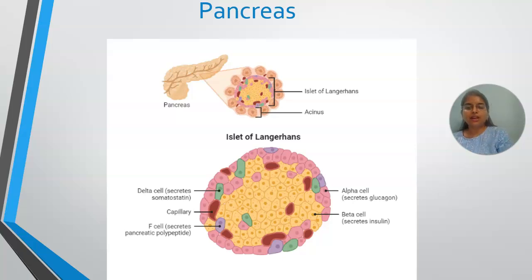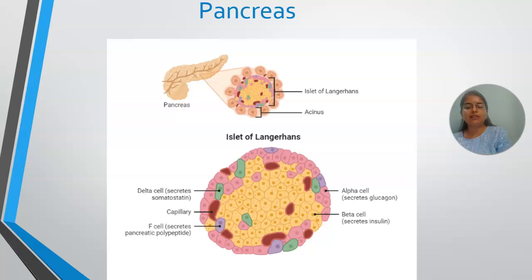Then we have pancreas. It is also known as a mixed gland because it has both endocrine and exocrine function. Then in pancreas, if we look at the histology, we have acini, and in between the acini we have a group of cells which are known as islets or islets of Langerhans. So islets of Langerhans are of many types.